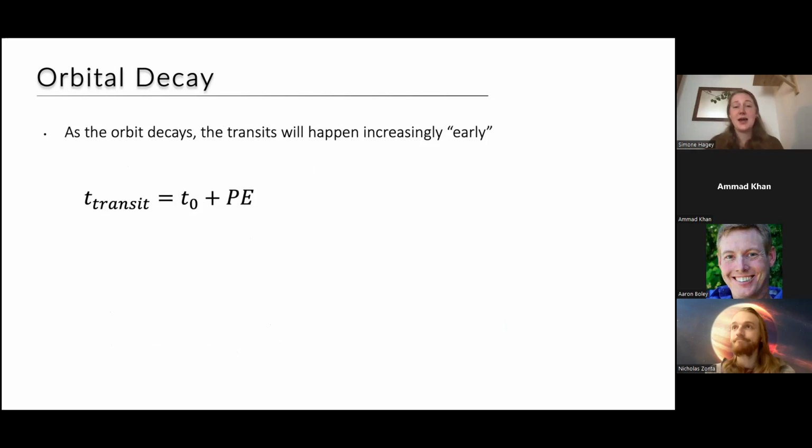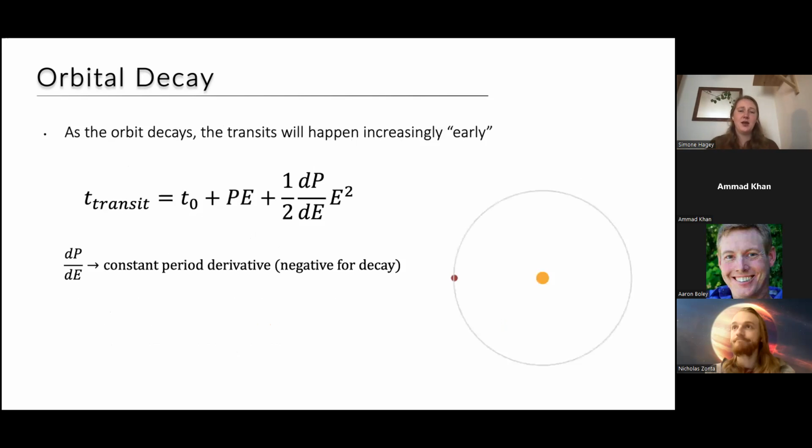So how do we actually detect that through the transit timing? What I told you before is that for an unchanging orbit, we have this linear law. If we want to model the orbital decay scenario, we're adding a quadratic term to this linear trend, with our constant period derivative being negative for decay because the period's getting smaller. In this case, I've written it as dP/dE, the period change per epoch, but it's a simple conversion between that and per time.